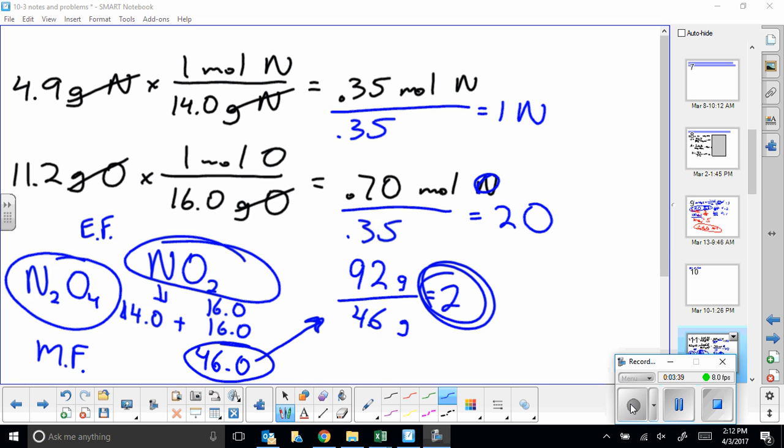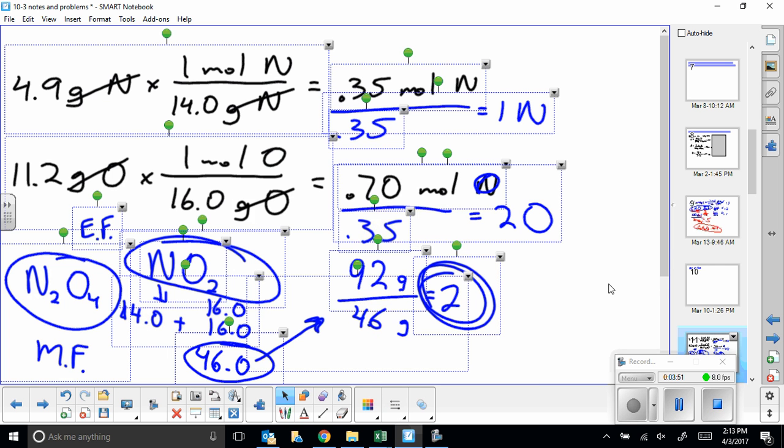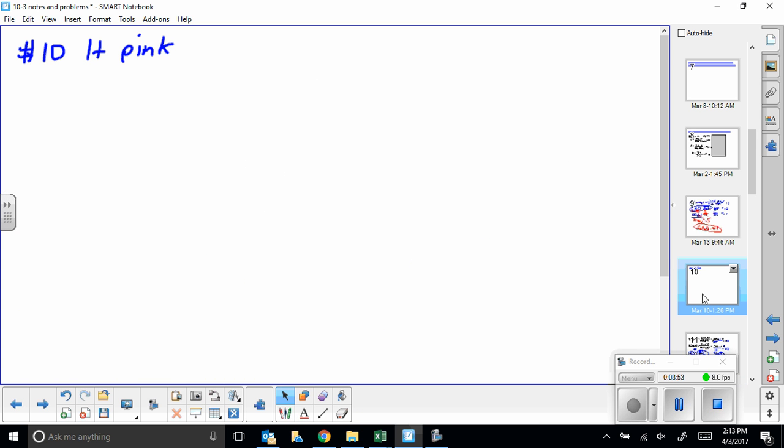We're going to do one more. We're going to do number 18 in the book. Okay, let me add another slide here. So number 18 on page 339, it's talking about beta-carotene, which is found in carrots. They want to figure out the molecular formula.